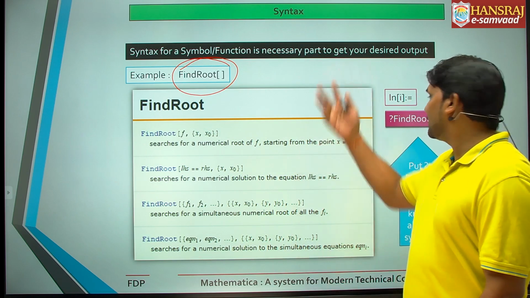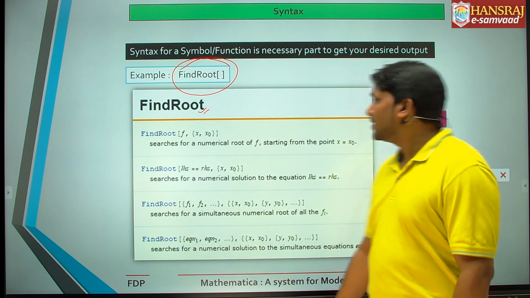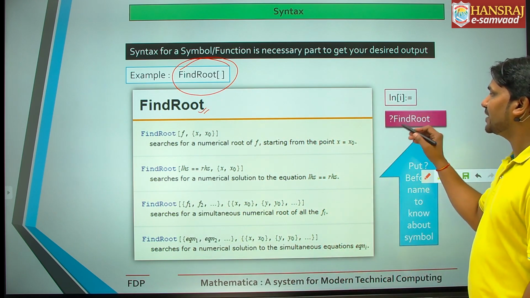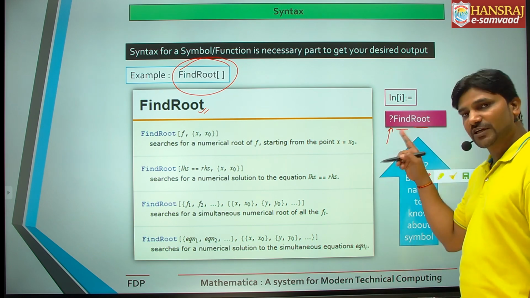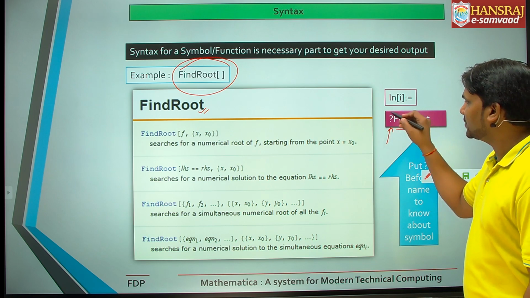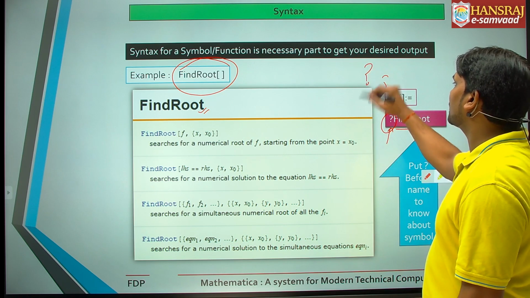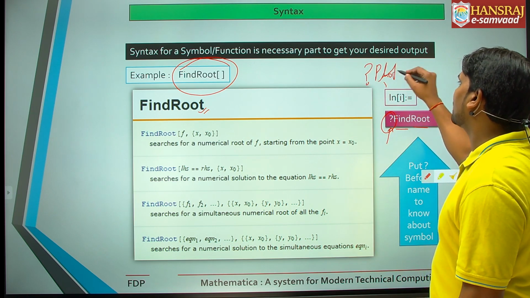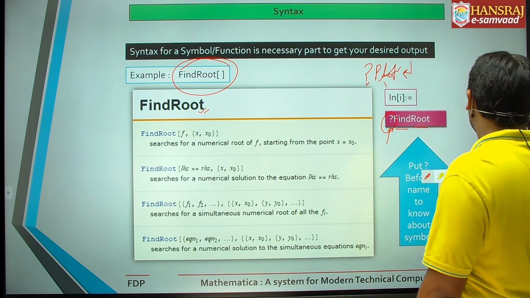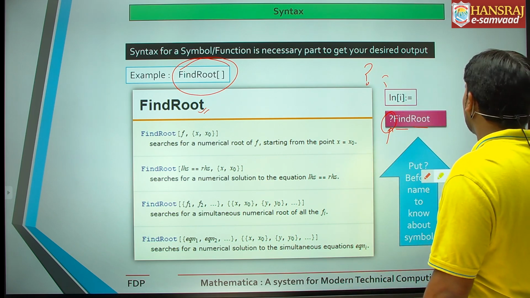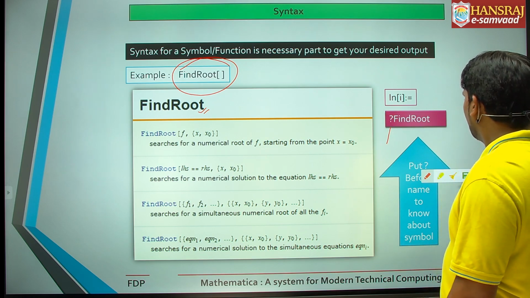You can go to the help to find your function, to see the syntax for that, or in your command line you can just write question mark FindRoot. So you just put the function name or symbol name, and before that you put one question mark. For example, if I want to search for Plot, I will write question mark Plot, and Shift Enter. I will easily get the help menu, so you will get directly the help menu for that particular function.